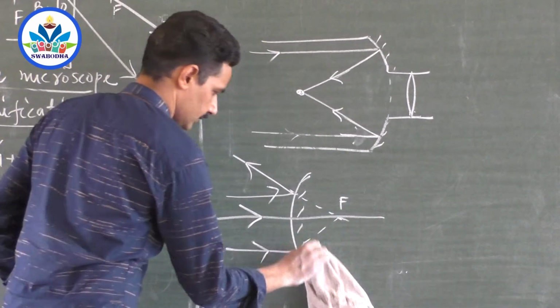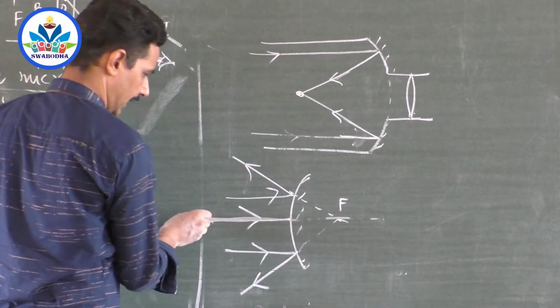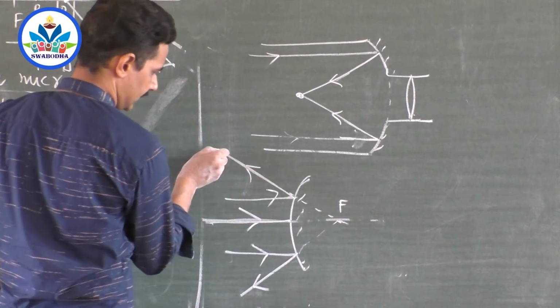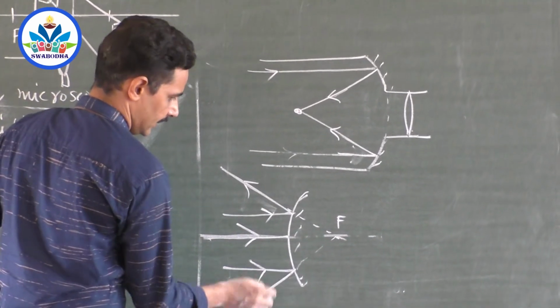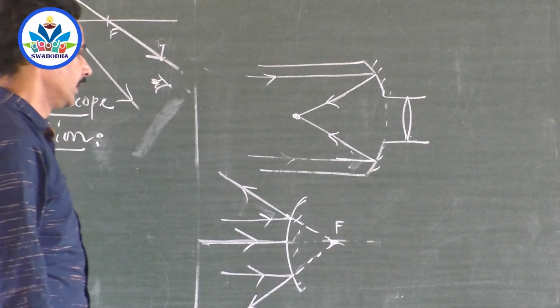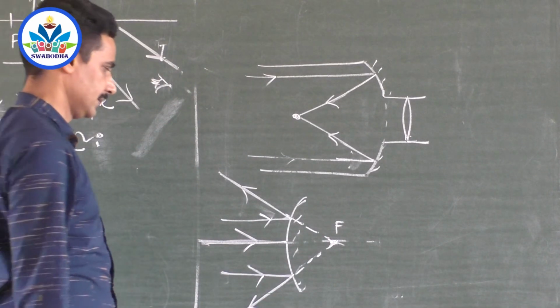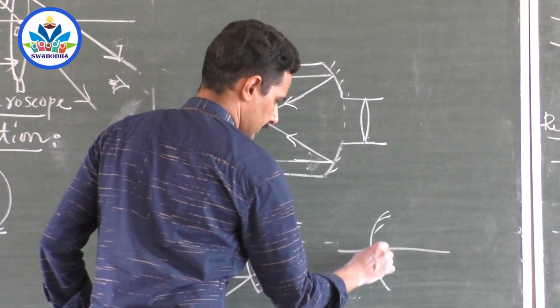Of course, here it should be a dotted line because these rays are normally incident and come back. These rays are not normally incident and they reflect like this. And these rays appear to come from the focus at this point. Now what will be the other case? I will take the convex mirror.